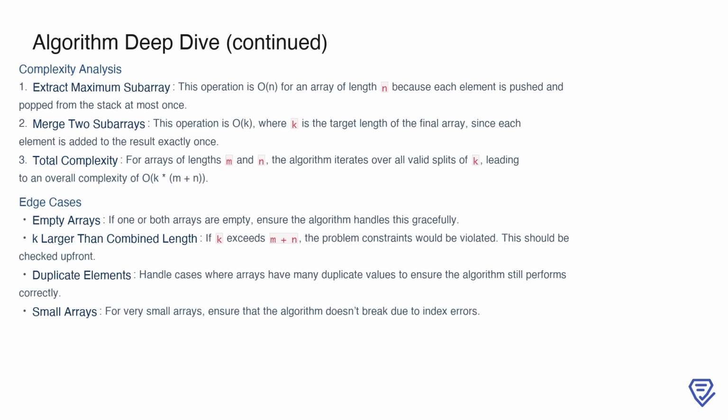Additionally, there are a few important edge cases to keep in mind. If one or both arrays are empty, the algorithm must handle this gracefully. If k exceeds the combined length of the two arrays, the problem constraints are violated, and this should be checked up front. Duplicate elements in the arrays can complicate comparisons, so the algorithm must still perform correctly in these scenarios. Finally, for very small arrays, care must be taken to avoid index errors.